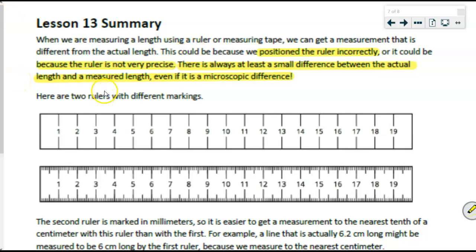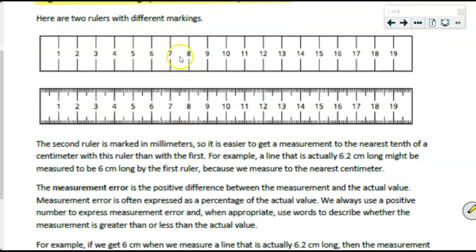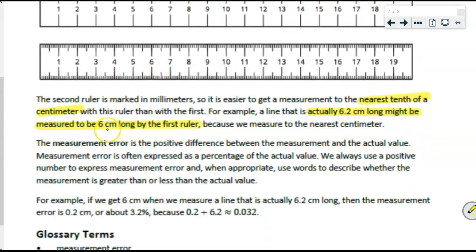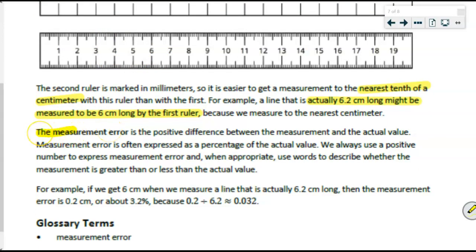And so that's why we need to understand this measurement error and why it comes up in our percentage unit. What we saw here in class, we had our centimeter markings and our millimeter markings. The second ruler is marked with those millimeters, so it's easier to get a measurement to the nearest tenth of a centimeter. Just because it's already marked, it's easier to get that much more accurate. So a line that is actually 6.2 centimeters can be measured as 6.2 centimeters instead of 6 centimeters as it was measured with the first ruler, just because it has those extra markings, so we can be that much more precise. And that leads to this word here, measurement error.